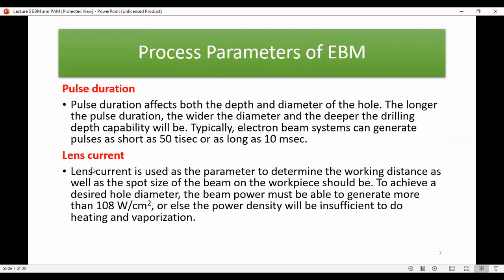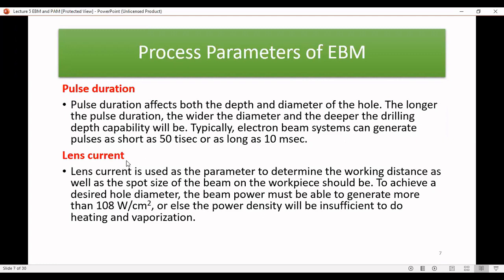Okay, next is lens current. Lens current is used as a parameter to determine the working distance as well as the spot size of the beam. To achieve the desired hole diameter, the beam power must be able to generate more than 10^8 watts per cm squared, or else the power density will be insufficient to do heating and vaporization.